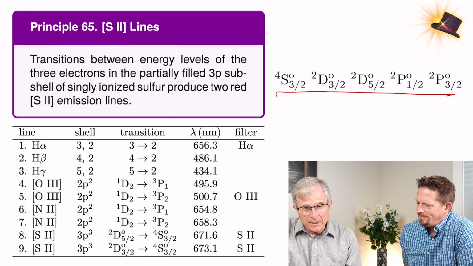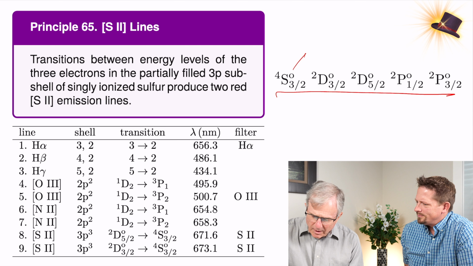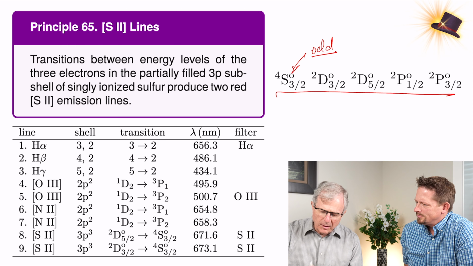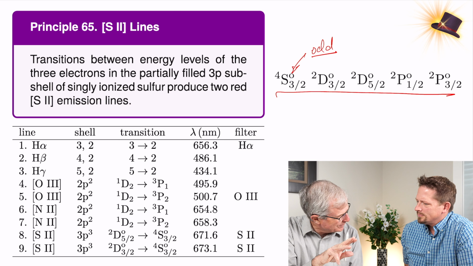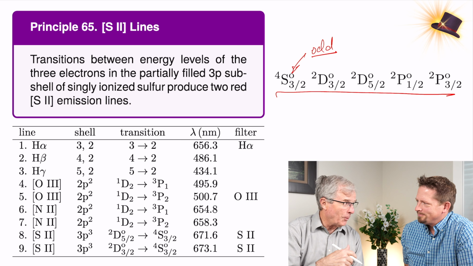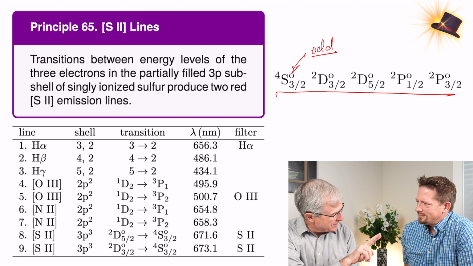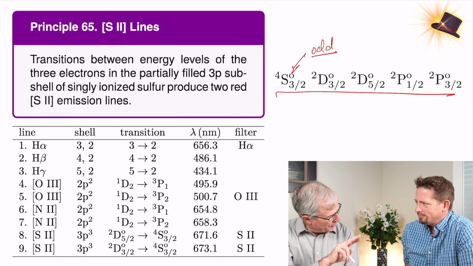There are, again, 5, but not the same 5 energy levels that we saw with oxygen and nitrogen. And these are odd because there are 3 electrons in the partially filled shell, which is an odd number. That's why, if you want to know why that O is there, before we had 2 electrons in the 2p subshells, and that's even because there's only 2.